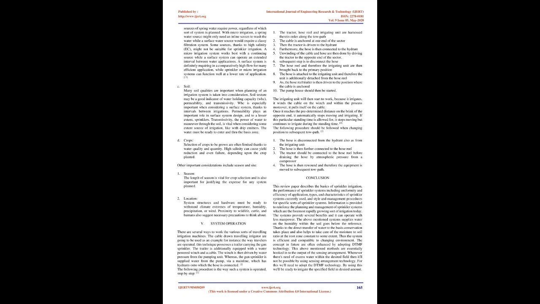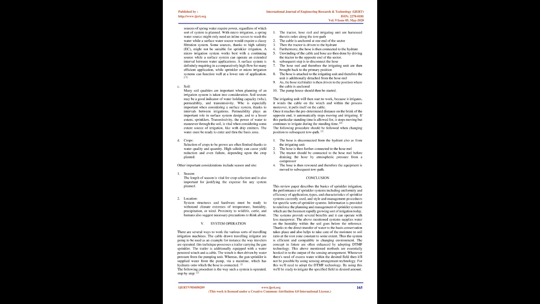Soil texture may be a good indicator of water holding capacity, WHC, permeability, and transmissivity. WHC is especially important when considering a surface system, because of intervals between irrigations. Permeability plays an important role in surface system design, and to a lesser extent, sprinklers. Transmissivity, the ability of water to move through the soil, is vital when considering a point source of irrigation, like drip emitters. The water must be able to enter and move through the root zone.